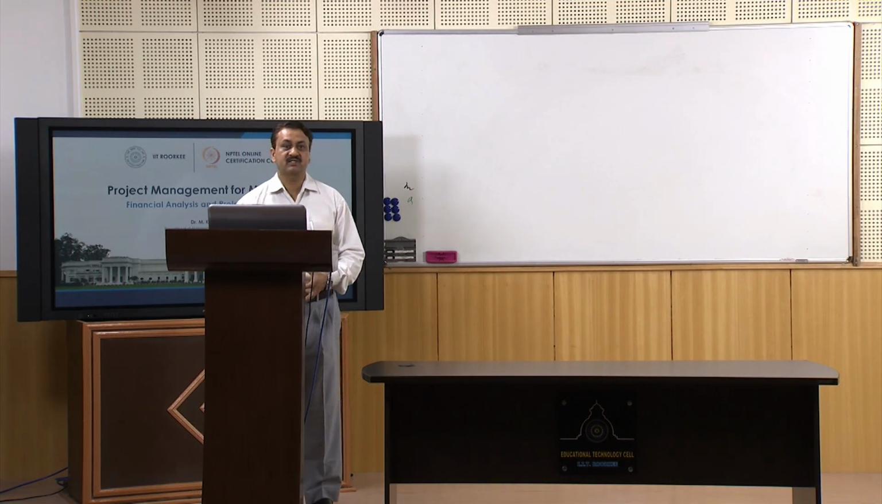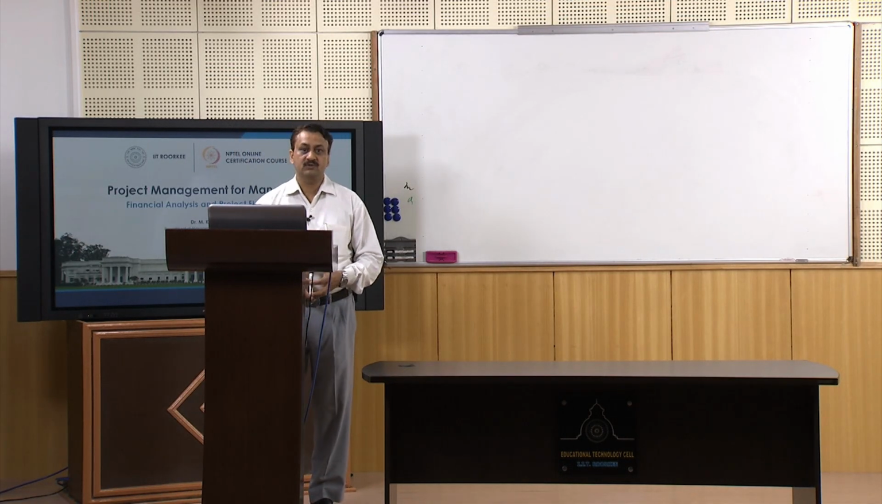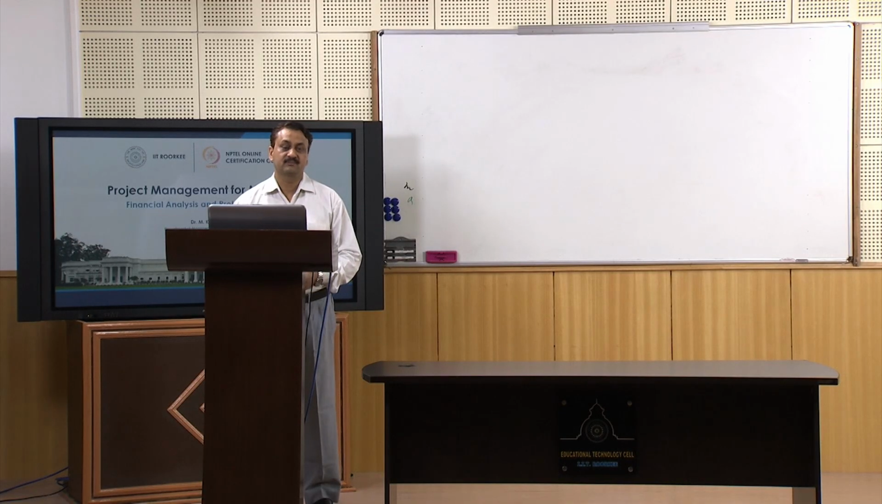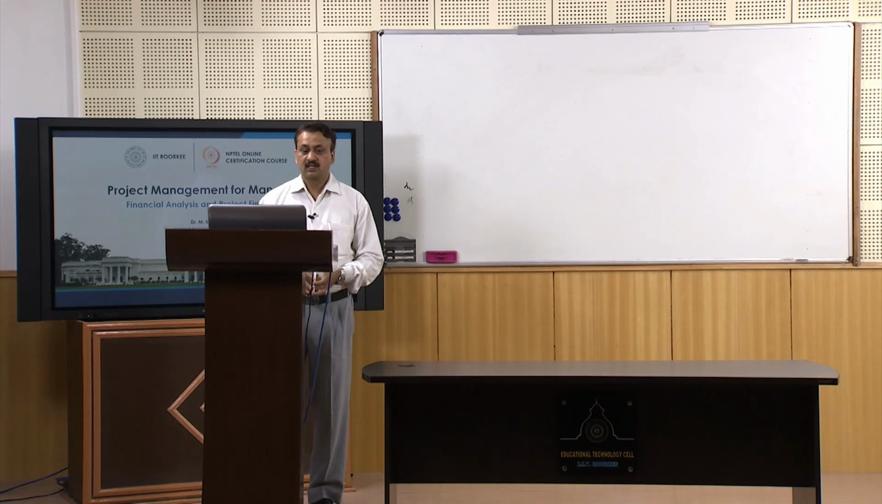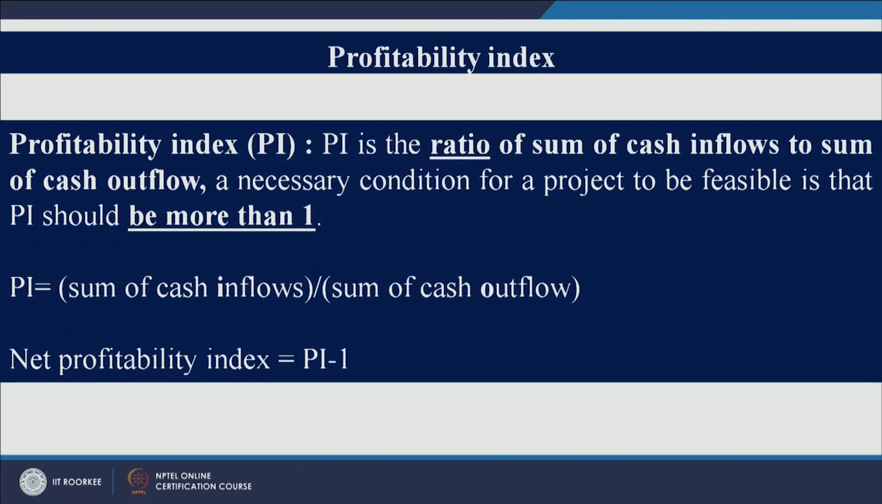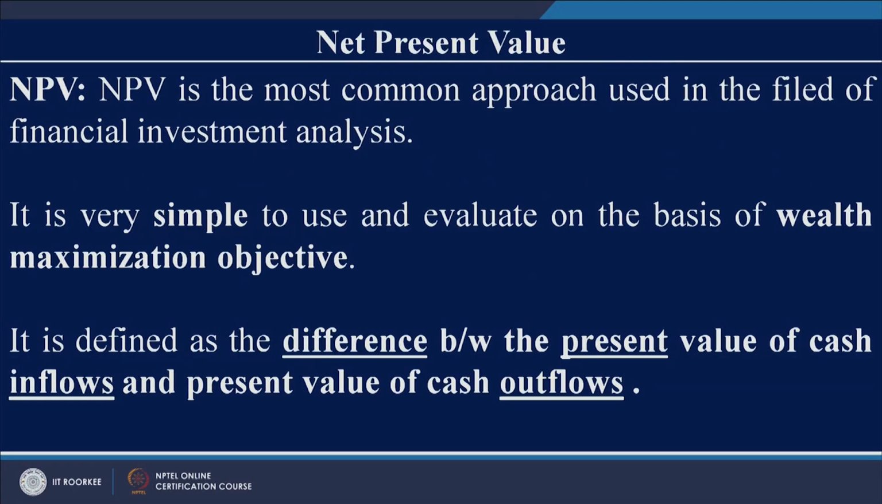Profitability index will basically tell you whether you should select a project or not. Profitability index is basically a ratio of present value of cash inflows to present value of cash outflows, right. So if the profitability index is 1 or more than 1, it is a profitable project. Net profitability index is profitability index minus 1. Let us look at NPV.